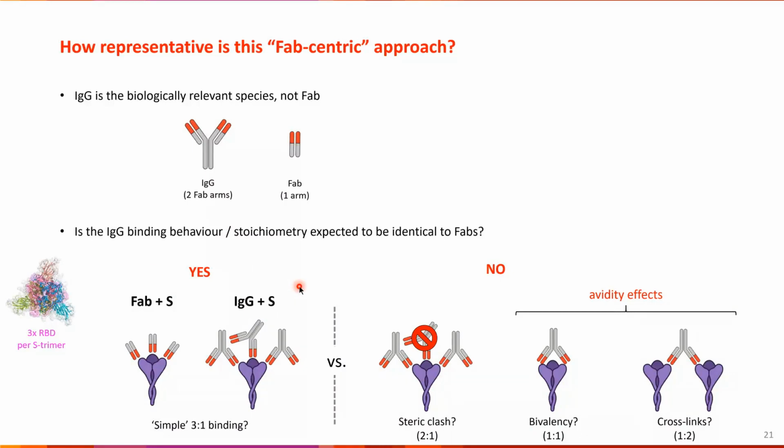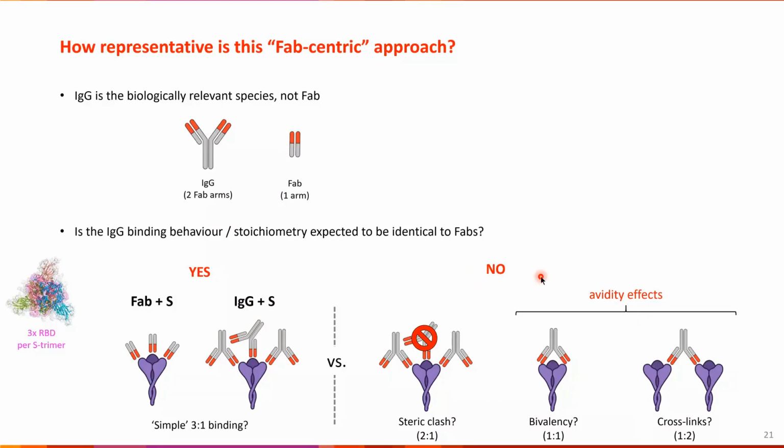On the other hand, you could take the opposite view. Because the IgGs are much larger and because there's 2 arms versus 1, you would say that maybe these antibodies bind a little bit differently. You can imagine, for example, that because of the larger size, the spike is not able to accommodate all 3 copies of the antibody. So you may end up with less apparent binding than you would expect.